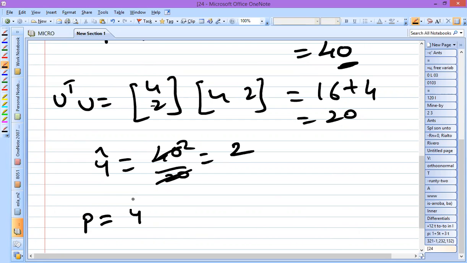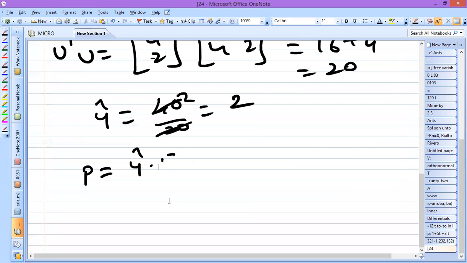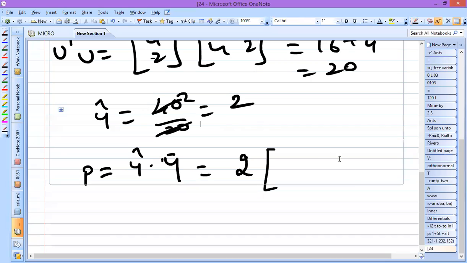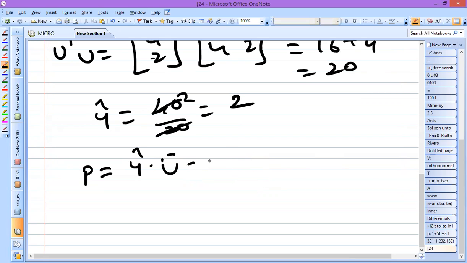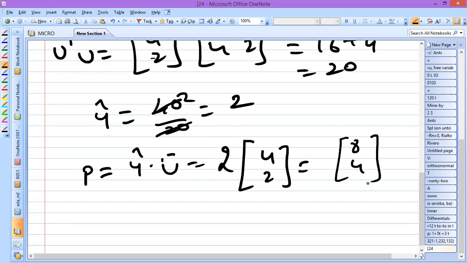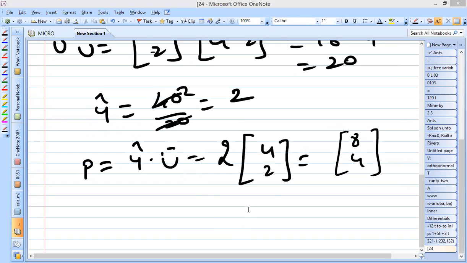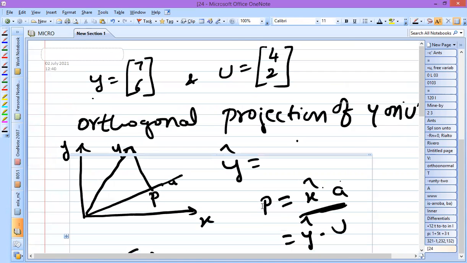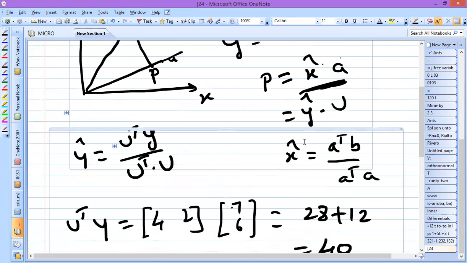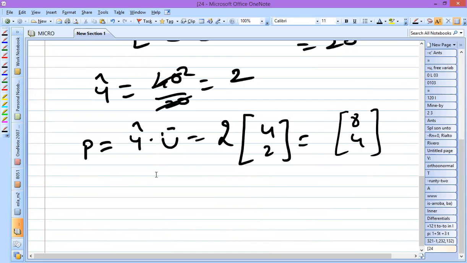Now once you get this, you can go for writing P. P is y cap into u, the equation is P equals x into a. So this is equal to 2 into u, which is 4 2. Substitute: 2 4s are 8, 2 2s are 4.